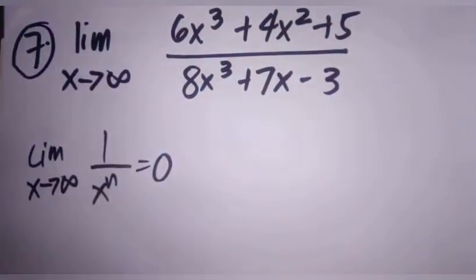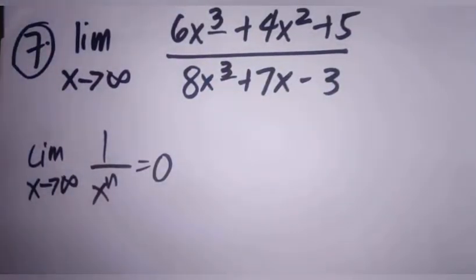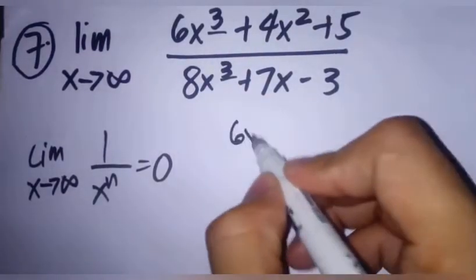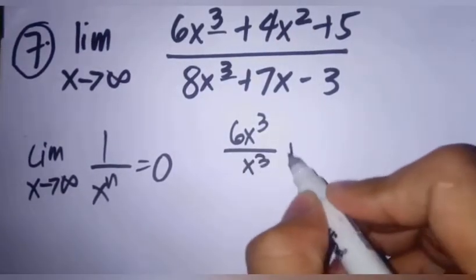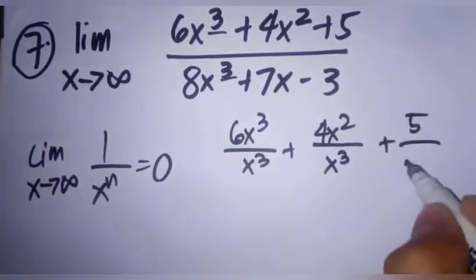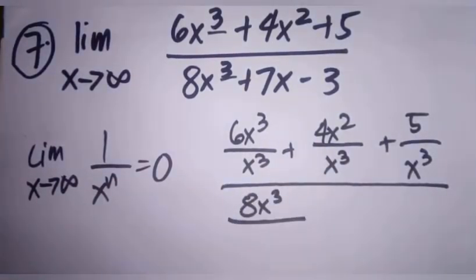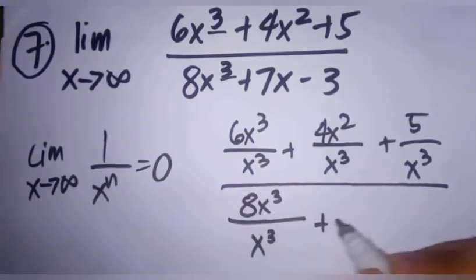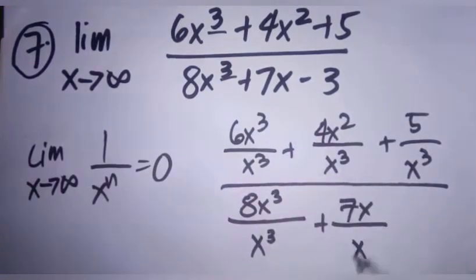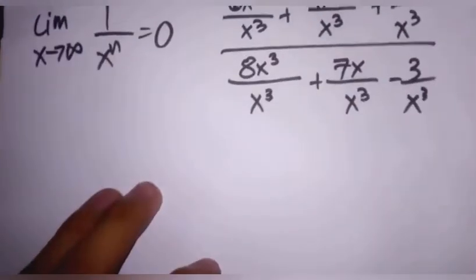So, ngayon, ang gagawin natin dito, class, ay titignan natin ano ba may pinakamataas na degree or may pinakamataas na exponent. So, sa parting ito, ang may pinakamataas na exponent ay yung 3. So, ano ang gagawin natin dyan sa 3 na yan? I-divide natin lahat yan sa x cube. Plus 5 over x cube and then 8x cube all over x cube. Plus 7x all over x cube minus 3x cube.